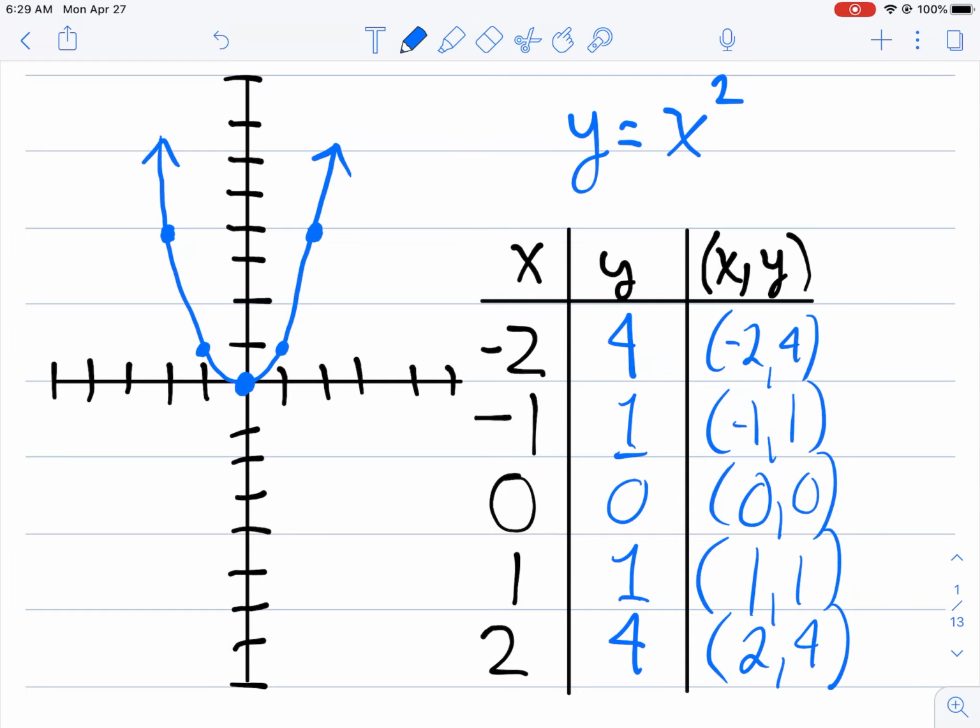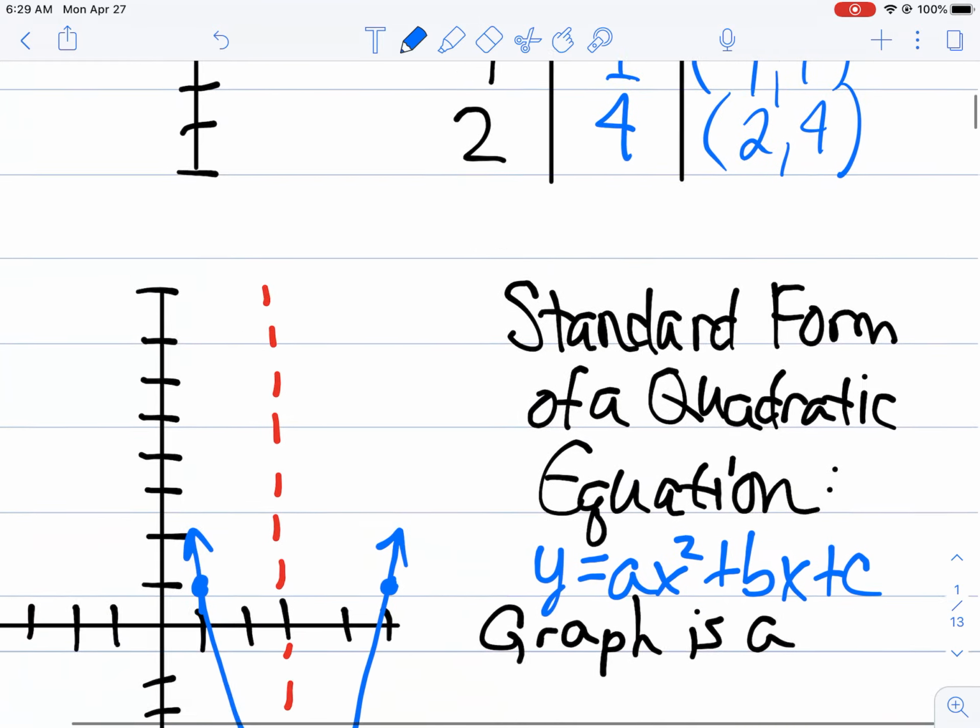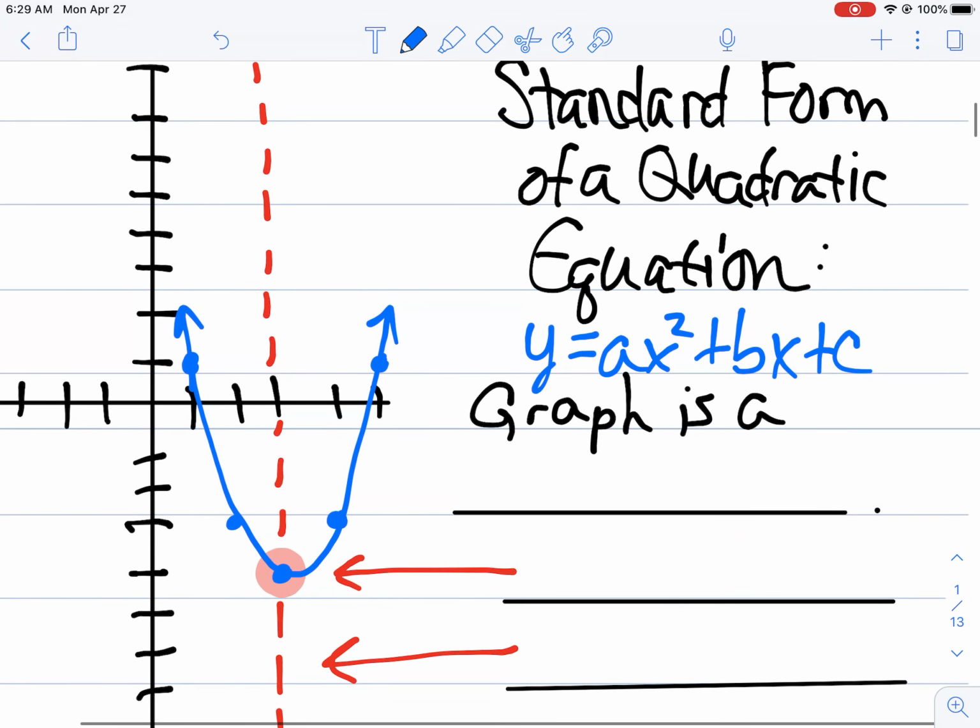So now I want to take a look at standard form real fast. I have one graph down at the bottom, and we're going to use this to get some terms taken care of. All quadratic graphs are called parabolas. You might hear me say, well, we're going to graph the parabola now, or something of that accord. Just note that that just means we're going to graph this quadratic equation.